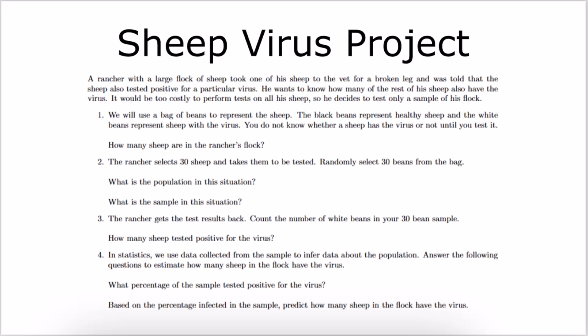And in real life, you would do this by just taking 30 sheep and giving them the test for the virus. And you wouldn't ever actually know how many sheep in the entire flock are sick unless you tested all of them. But since we're working with beans that are representing the sheep, you're then going to look and see how many of the sheep are actually sick, because it doesn't cost us anything to count up the number of white beans total in the bag. And then you're going to see how close your prediction was, essentially. So the instructions should be pretty self-explanatory, but if you have any questions about it, let me know.